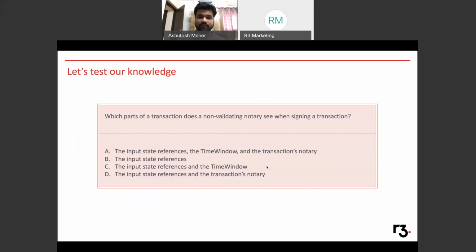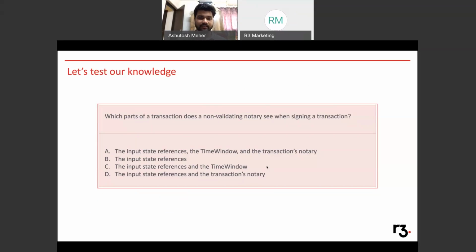All right, so time for a small question. Which parts of the transaction does a non-validating notary see when signing a transaction? Like I said, just try to use whatever we have learned till now and try to understand what a notary would need to see in order to validate your transaction. Then you come up with an answer. Let me know if it's A, B, C, or D. I'll give you a minute there before I show you the real answer.